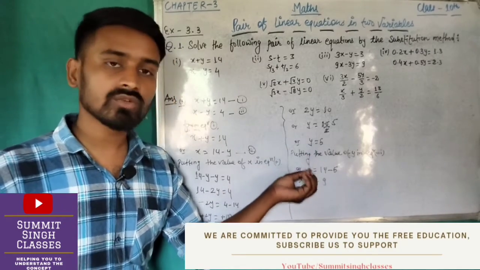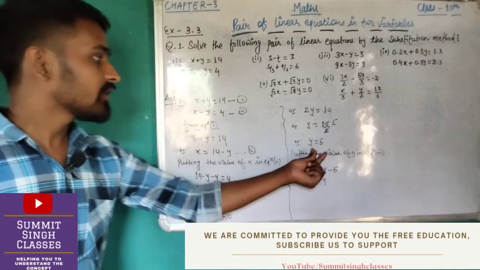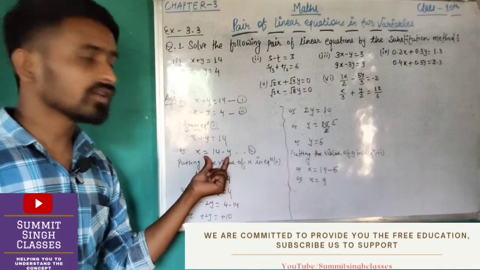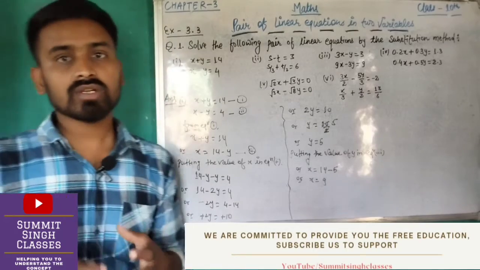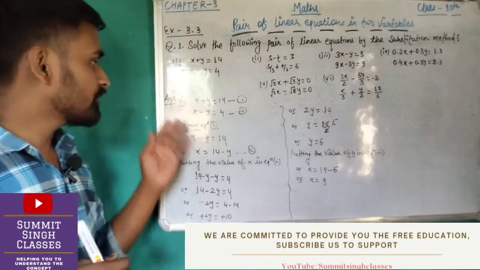Then we have the value of y and that is 5. Then put this value of y in equation third. You will get the result of x as well. So this is how you can solve the very first question.